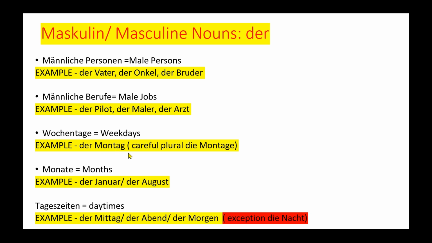And Wochentage, which means weekdays. Example, der Montag, careful, plural die Montage. As we know, usually people use der Montag, but for plural Mondays, we use Montage. Monate means months. Example, der Januar, der August. And then Tageszeiten, which means times of day. Example, der Mittag, der Abend, der Morgen. Exception, die Nacht, which means the night.